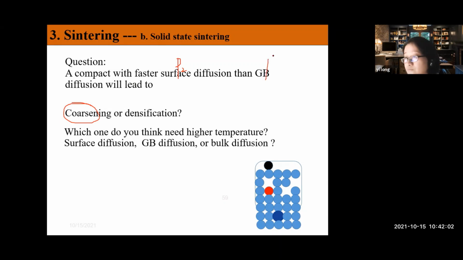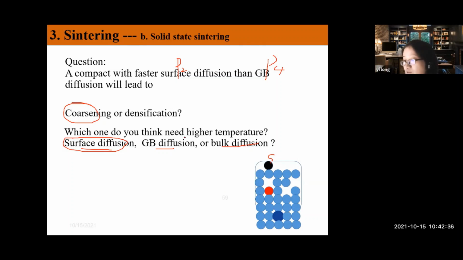This is P4. Now I'm asking you, which one needs higher temperature? Surface diffusion, or green boundary diffusion, or bulk diffusion? Which one needs the lowest temperature? Lowest temperature means it's easier to move. Yeah, exactly, very good. So surface diffusion actually needs the lowest energy, because you just need to move on the surface. So this one is surface.